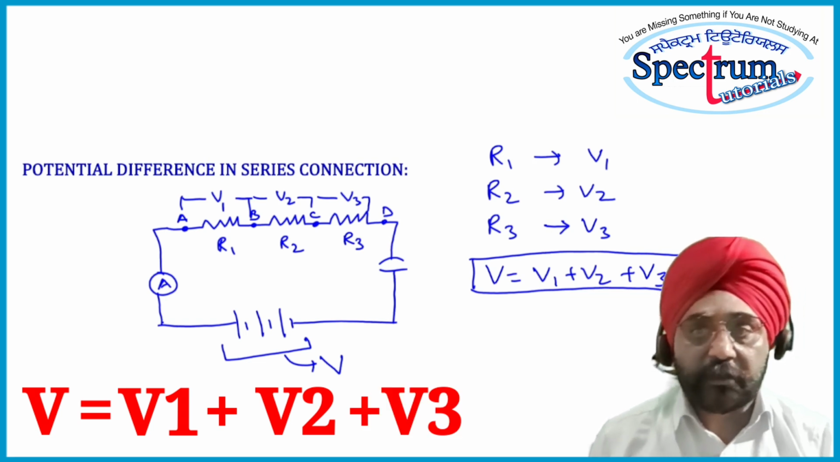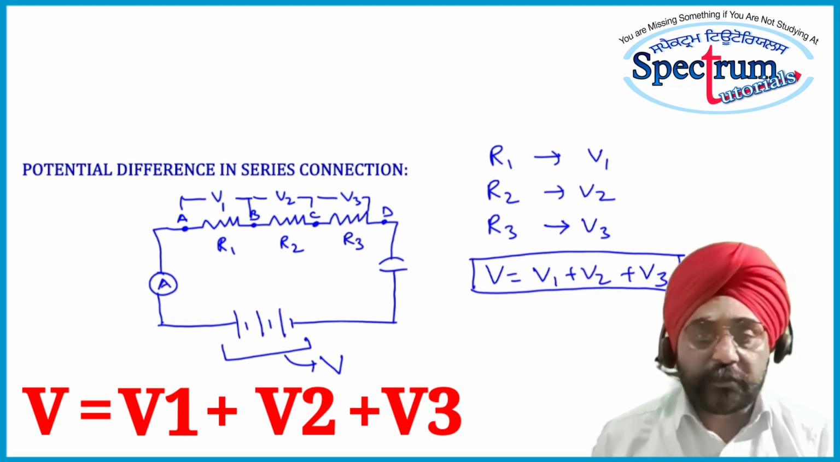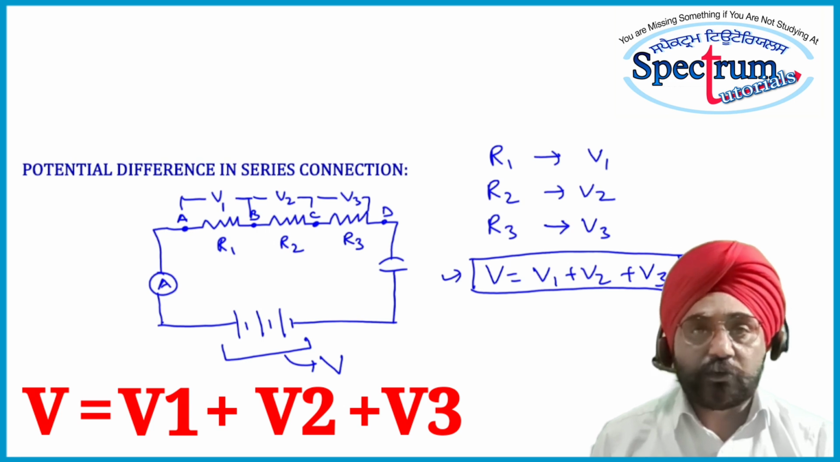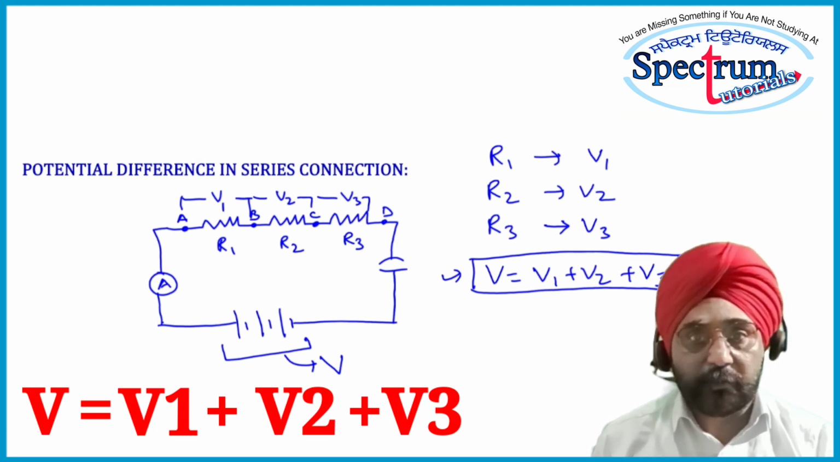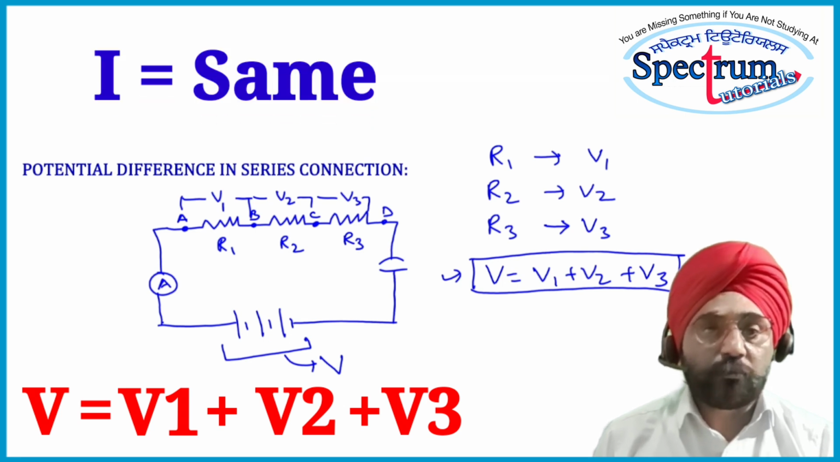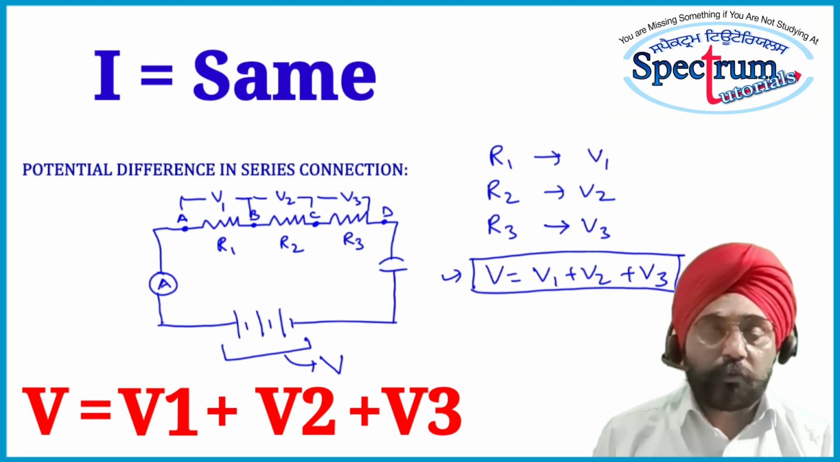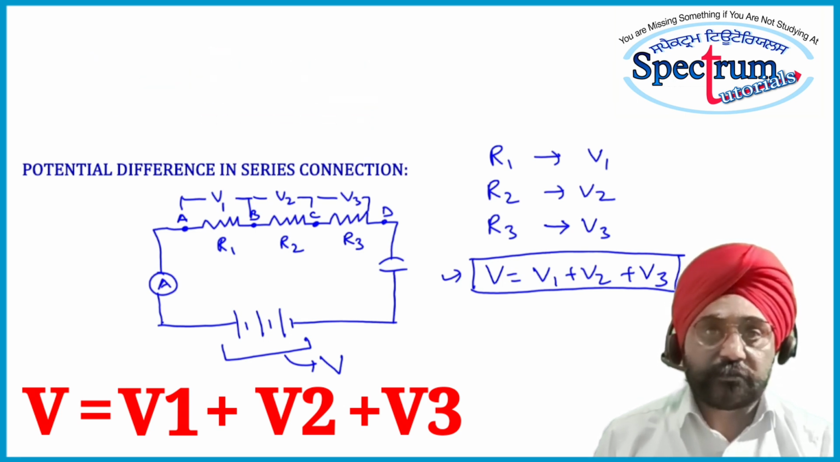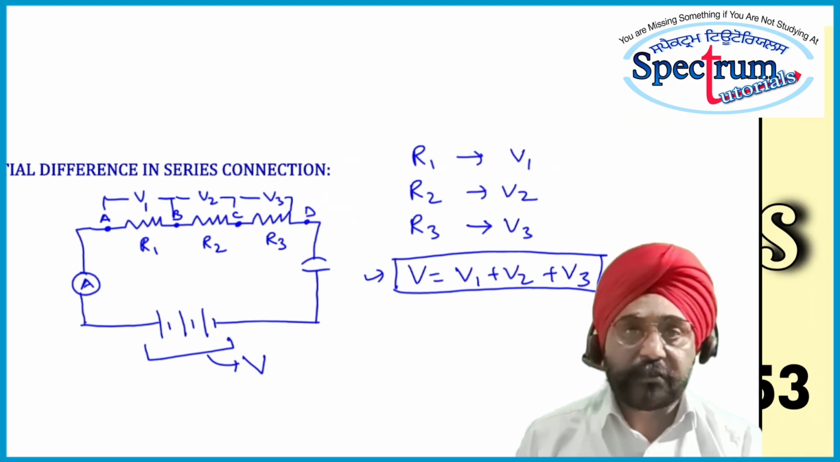So we have seen here in a series connection, total potential is the sum of the individual potentials while the current remains the same. So we have seen in series connection, potential across different resistors is different while the current remains the same.